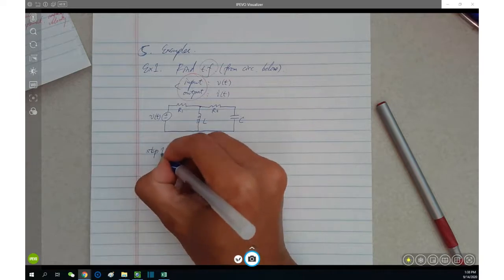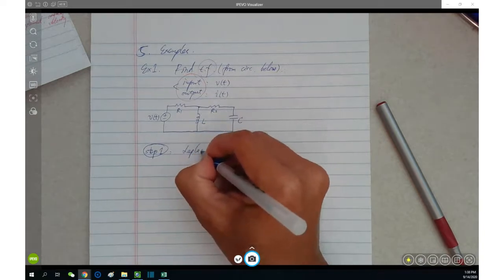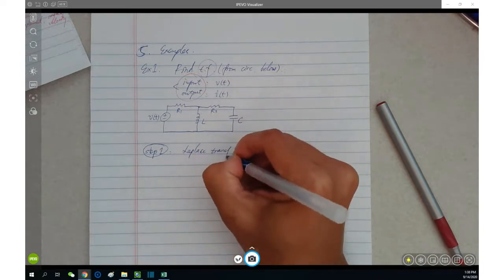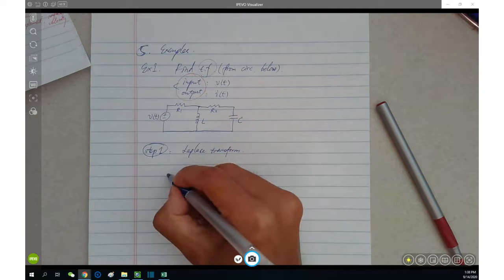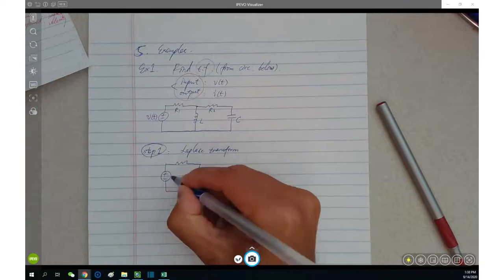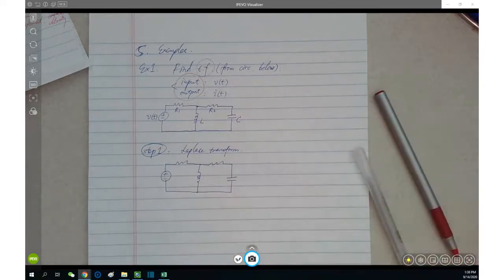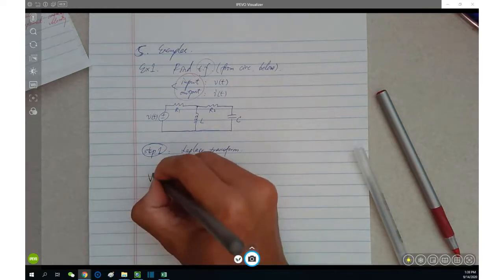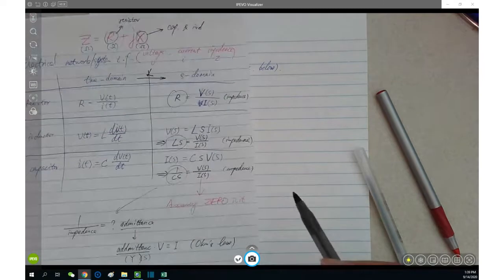Step 1 you should do is Laplace transform. What it means is this. The given circuit remains the same, however, instead of time domain inductance, capacitance, voltage, and resistance, we are converting all of them into the S domain model because we just learned these. Remember, we just learned this.